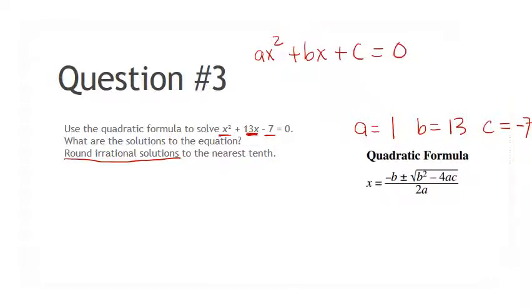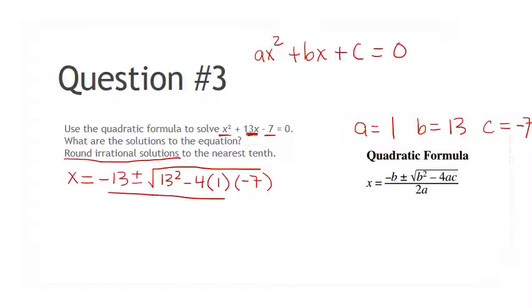Now we can go ahead and substitute everything in. So x equals negative b, so negative 13 plus or minus the square root of b squared, so 13 squared, minus 4 times a, which is 1, times c, which is negative 7, all over 2 times 1 because a was 1. Okay, again, we're just literally plugging in each of those values into the formula. If you like to just plug this all in one step, feel free to do so. Otherwise, you can simplify with some steps. So I'll do the steps here.